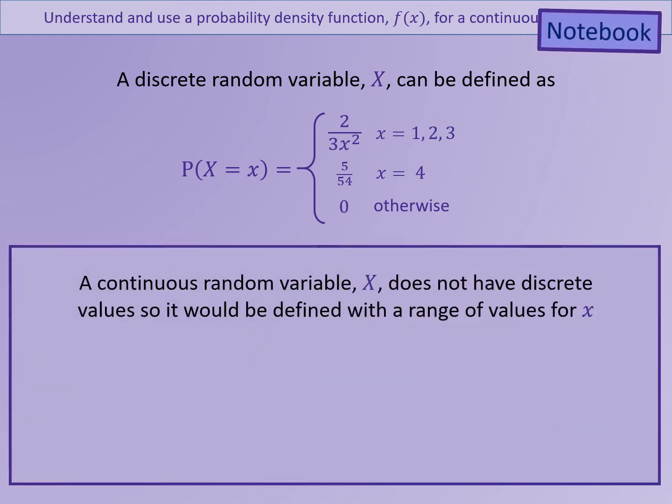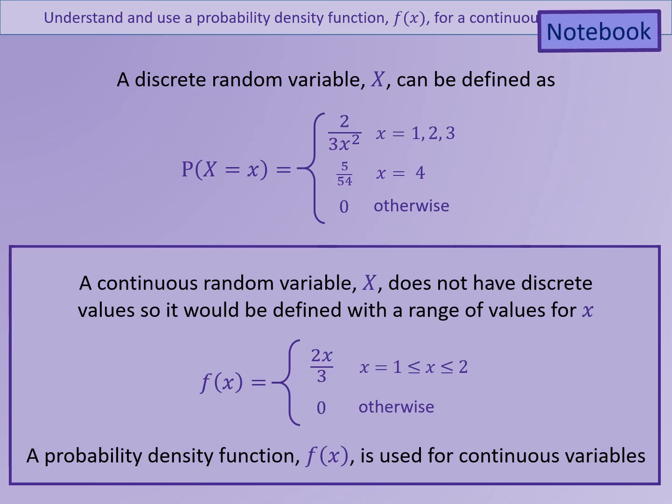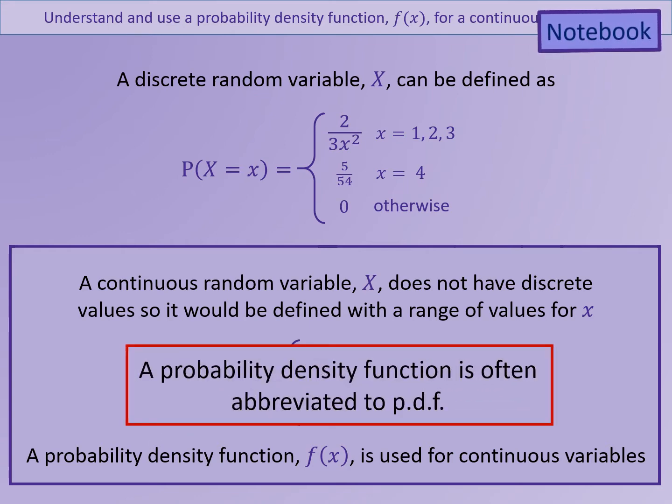For a continuous random variable, x doesn't have discrete values that it can take, so we have to define the probability function in terms of a range of values of x. So we may have, for example, f of x is 2x over 3 for all x values from 1 to 2 inclusive and 0 otherwise. So here we have a range of values of x rather than specific values. This is called a probability density function. We use this for continuous variables. Probability density function is often abbreviated to PDF.